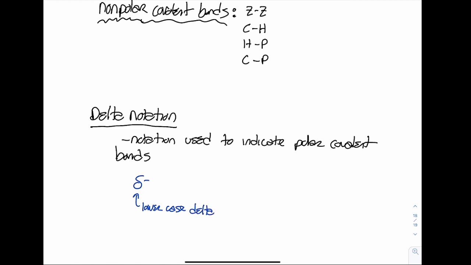So a lowercase delta with a negative sign, and the way that we read this is we would call it partial negative. So we're going to identify the partial negative atom. You can't just put a negative on it, because if you did, that means it would be ionic, right? It took those electrons, and it hasn't. My partial negative atom is going to be my more electronegative atom. So it's not negative, it's just kind of negative because those bonding electrons are closer to it.